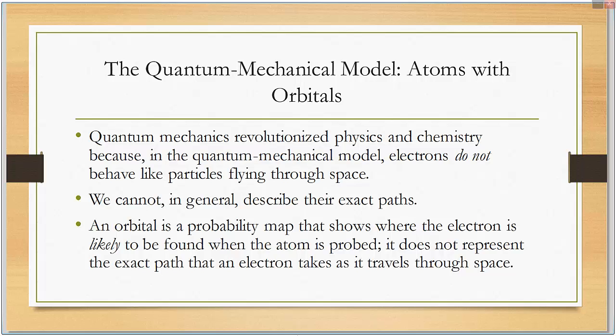Quantum mechanics revolutionized physics and chemistry because in the quantum mechanical model, electrons do not behave like particles flying through space. We cannot, in general, describe their exact paths. An orbital is a probability map that shows where the electron is likely to be found when the atom is probed. And it does not represent the exact path that the electron takes as it travels through space. So this is referring to the likelihood of finding an electron.